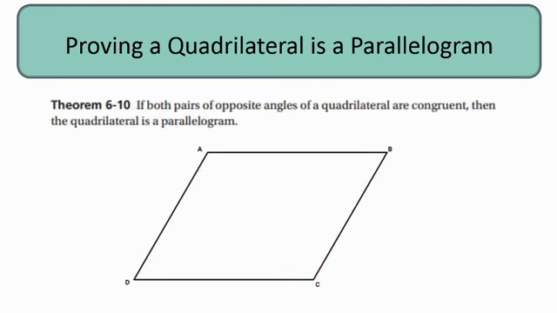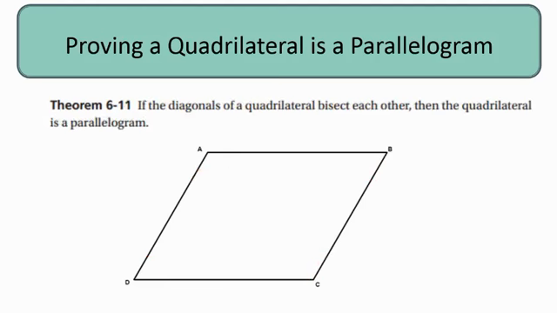If both pairs of opposite angles of a quadrilateral are congruent, then the quadrilateral is a parallelogram. Like we just said, if angle D is congruent to angle B and angle A is congruent to angle C, then the quadrilateral is a parallelogram.